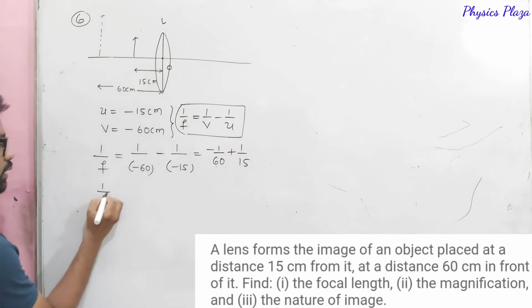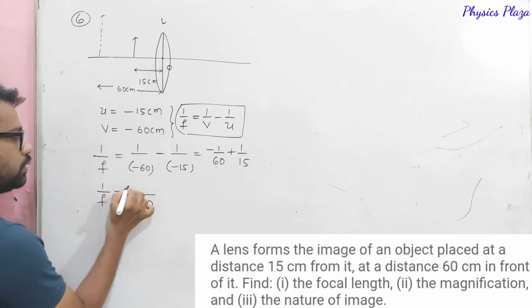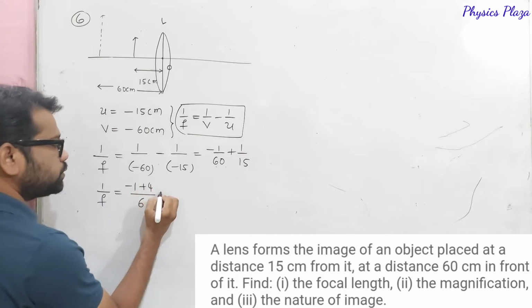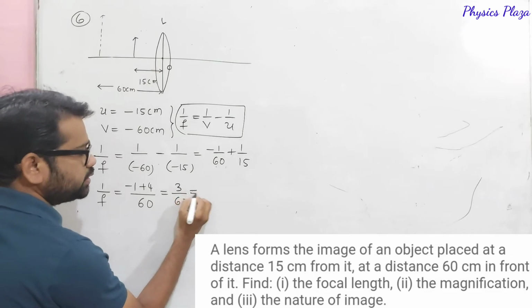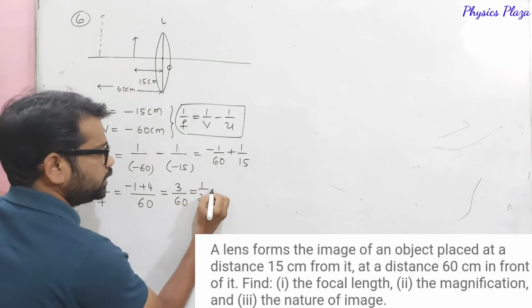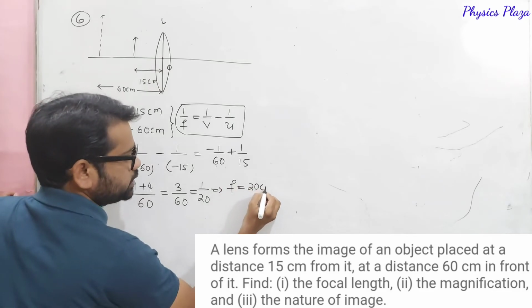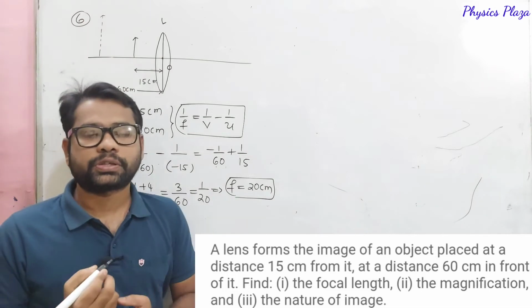Then children, here the LCM is going to be 60: 60 ones are 60, 15 fours are 60. So this is 3 by 60. 3 by 60 will become 1 by 20. Therefore, the focal length we got is 20 centimeters, and here we got a positive. For a convex lens, focal length is positive only.